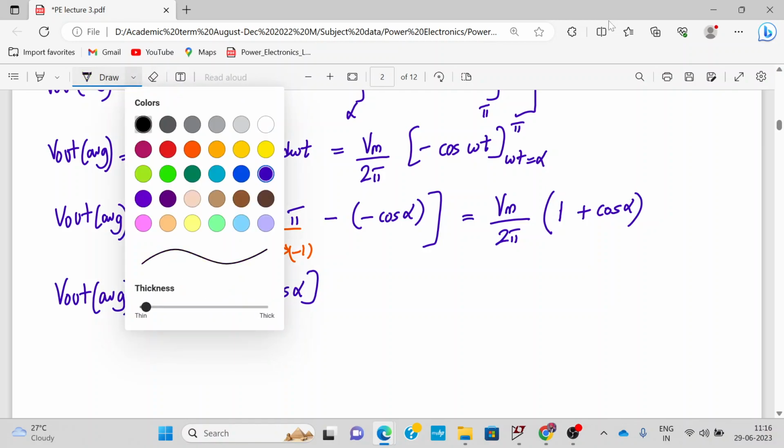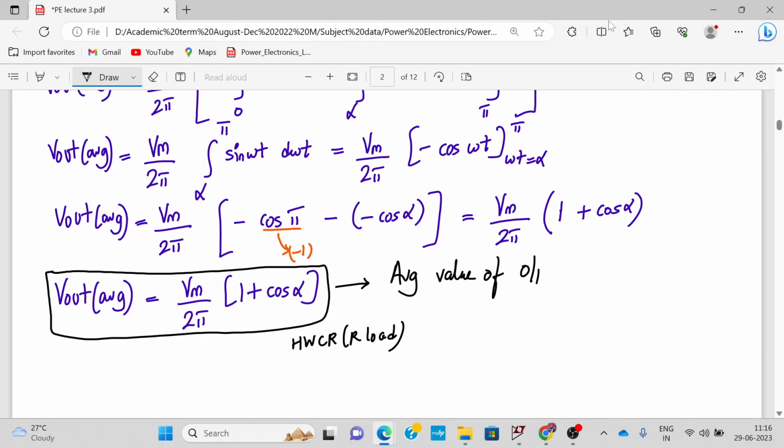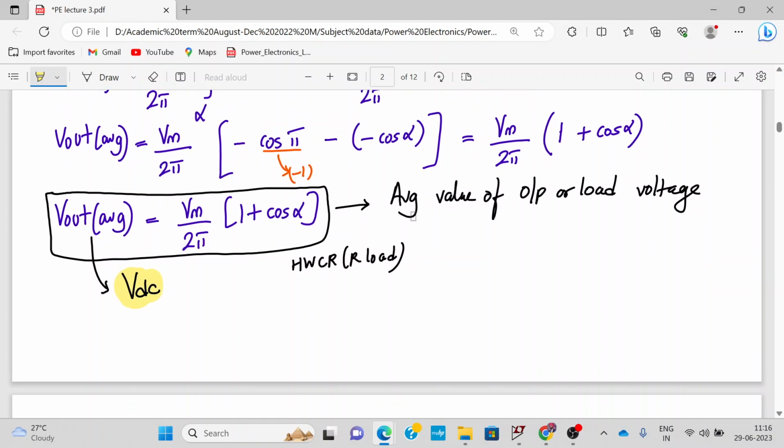Alright, so this is my expression for the average value of the waveform for a half wave controlled rectifier with R load, with a resistive load. So this is my average value of the output or load voltage. Now this V out average can also be written as VDC. Just remember, it will come in handy when we solve the numerical. It can also be written as VDC because it's a DC component of the signal also. Alright, so this also proves that the output depends upon the firing angle alpha.